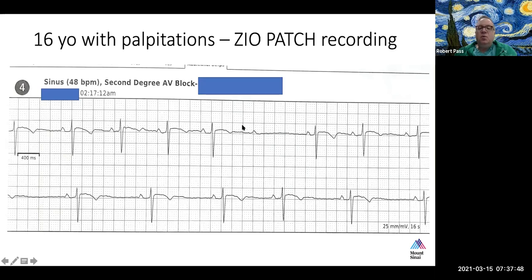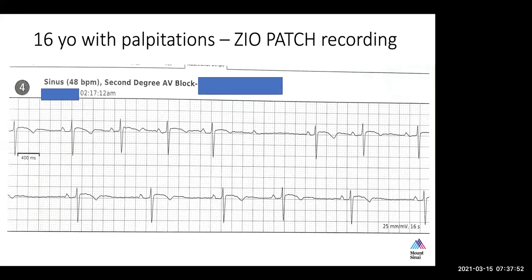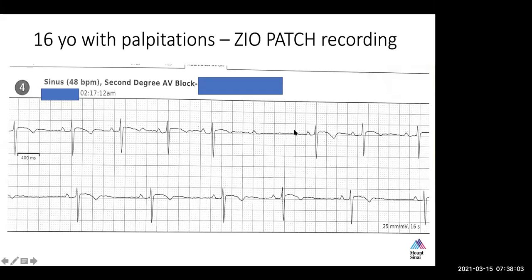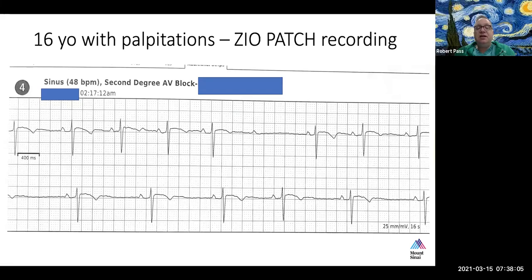Where is the block in 1 versus 2, Uzo? 1 is above the AV node, and then 2 is below the AV node. Almost. Suprahisian and infrahisian, right. Suprahisian, meaning it's at the level of the AV node, whereas Mobitz 2 is infrahisian, which is His-Purkinje disease.